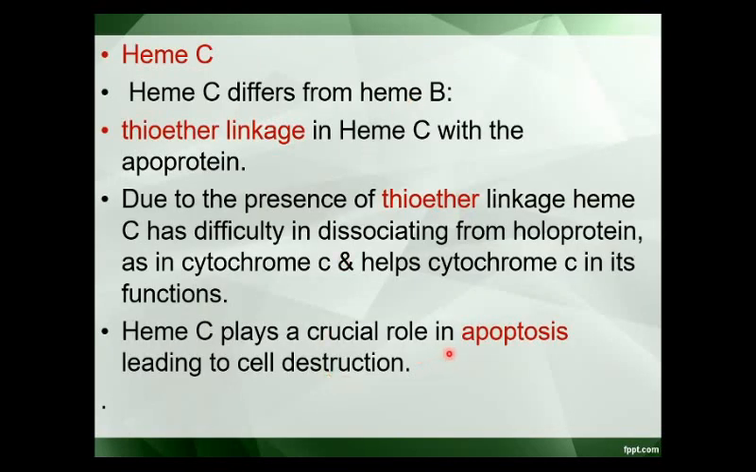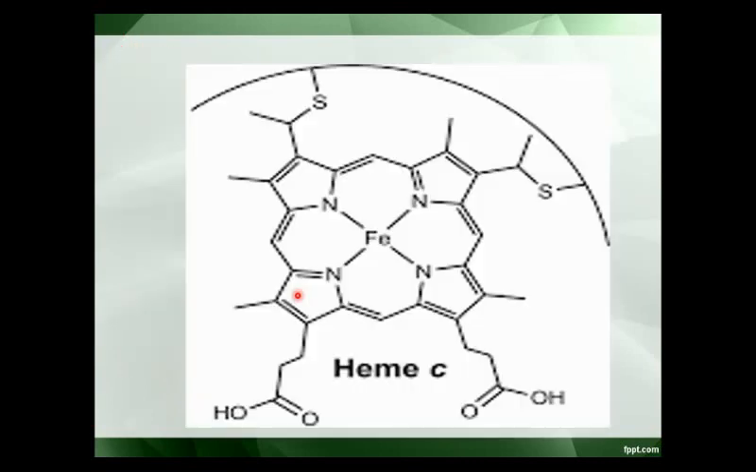Heme C plays a crucial role in apoptosis, leading to cell destruction. And what is the important role in cytochrome C? It helps cytochrome C. It is due to the presence of the thioether linkage. There is a very close contact between the porphyrin and the protein, and heme C has difficulty dissociating from the holoprotein, and in this way it helps the cytochrome in its function. Heme C plays a crucial role in apoptosis leading to cell destruction.